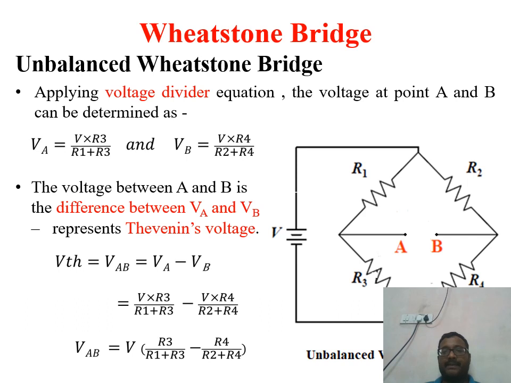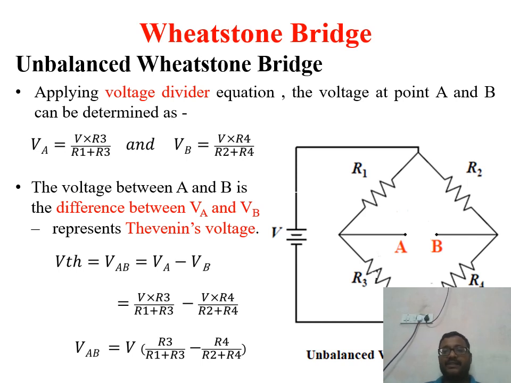Here we just apply the voltage divider rule. What is the voltage divider rule? Wherever you are calculating the voltage, it is that particular voltage into the resistance divided by the total resistance. At terminal A, the total voltage is V, so VA is V into R3 by R1 plus R3, because these two are connected in series. Similarly at terminal B, VB is V into R4 divided by R2 plus R4. The difference between the A and B terminal voltages, VAB equals VA minus VB, is the Thevenin's voltage. After substituting the values, we get the Thevenin's equivalent voltage.